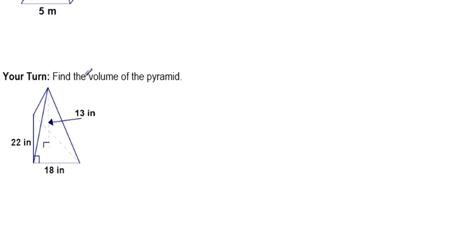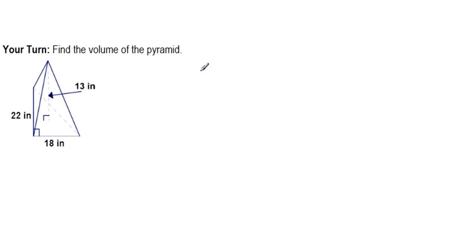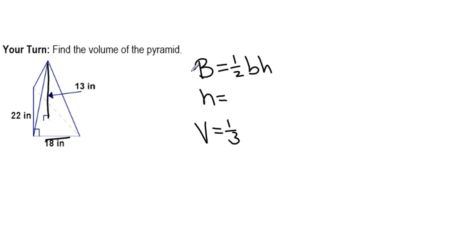Okay, the next example. Same thing, we want to find the area of the base, but this time just slow down and make sure you understand the area of a triangle makes the area of our base. So the area of a triangle is 1/2 the base of the triangle times the height of the triangle. And then we want to identify the height of the pyramid, which is here. And then of course our volume formula. So it's going to be 1/3 whatever we find for the area of our base times the height of the pyramid.